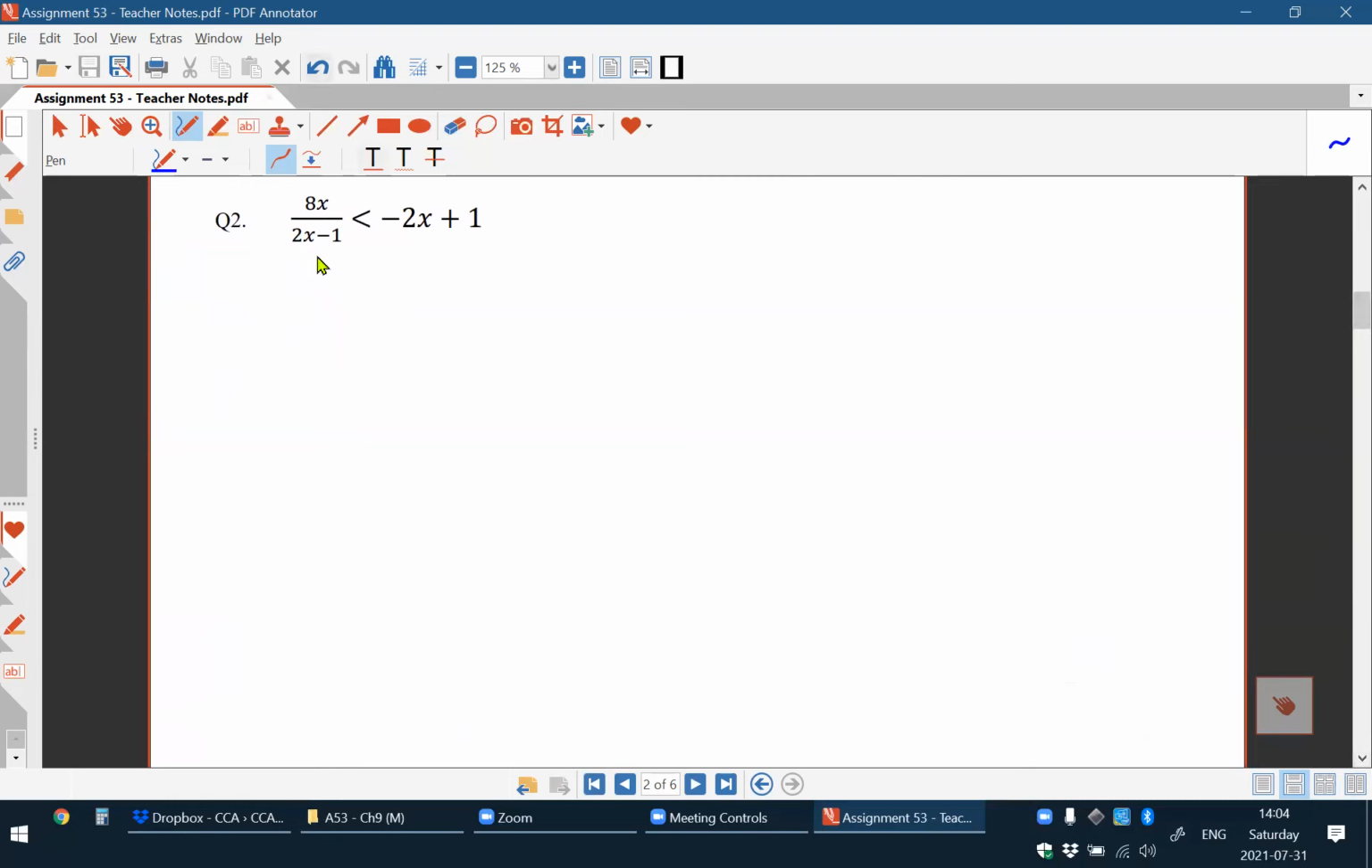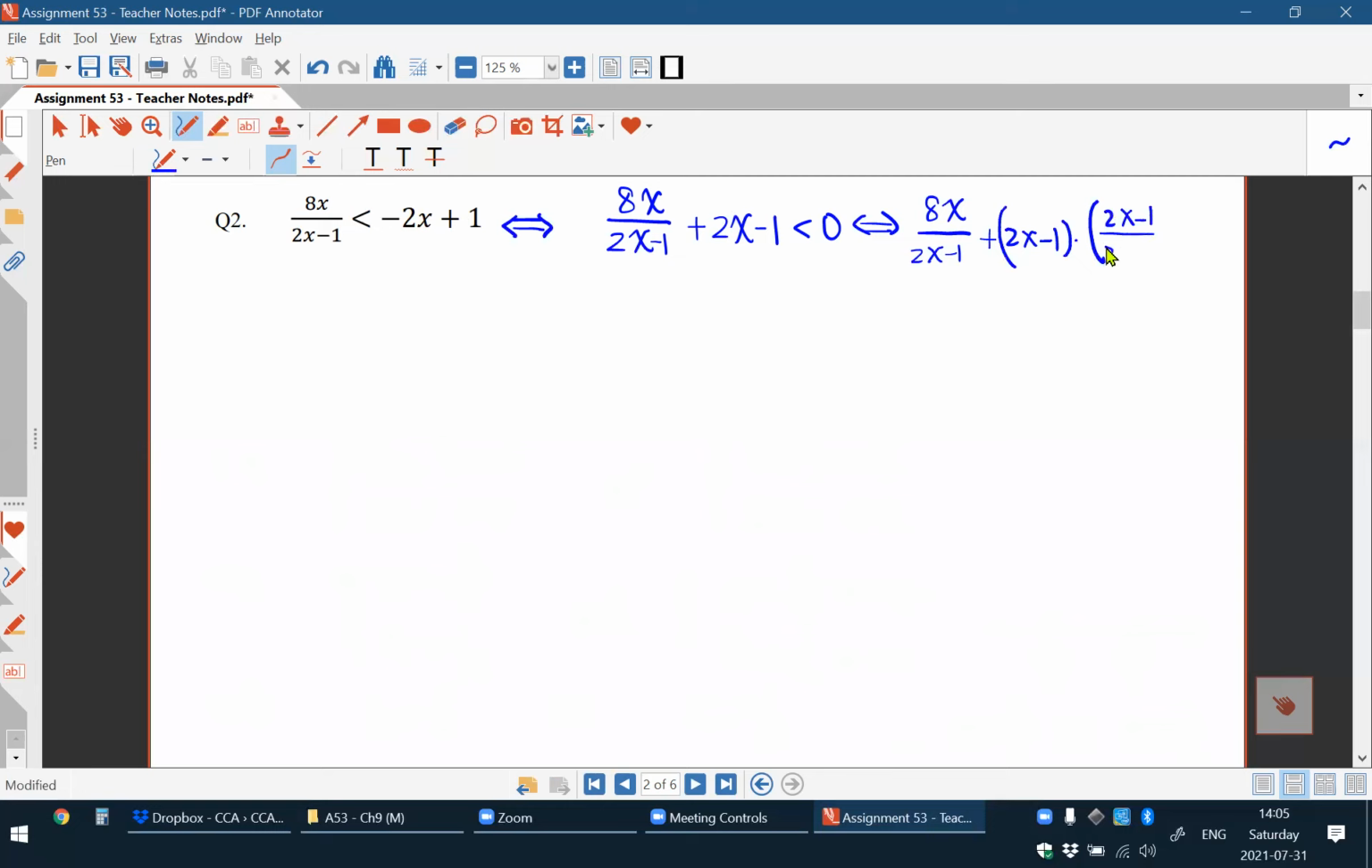Okay, question two. Okay, again, we can't just multiply both sides by 2x - 1, right? Because we don't know the sign of this term. That means we need to put everything on the left-hand side and rewrite the whole expression using the common denominator. Okay, if you put -2x + 1 to the left-hand side, it becomes positive 2x - 1, right? And this should be less than zero, okay? And if we rewrite this using the common denominator, it becomes 8x over 2x - 1 plus (2x - 1) times (2x - 1) over 2x - 1.